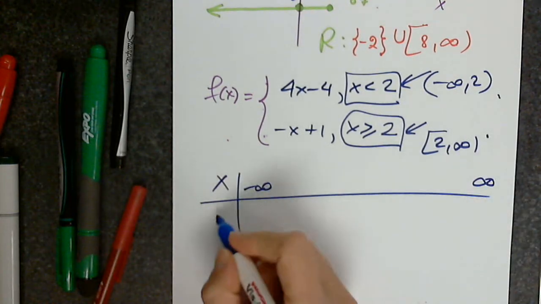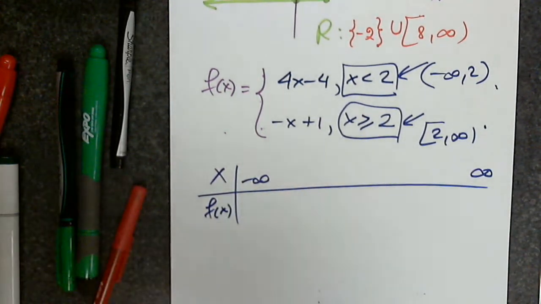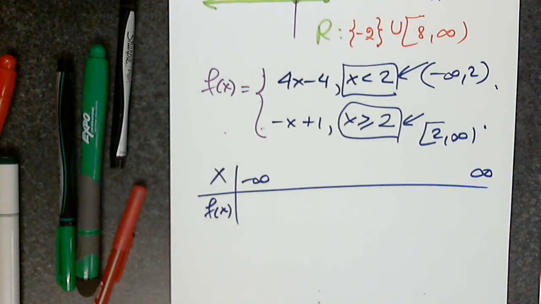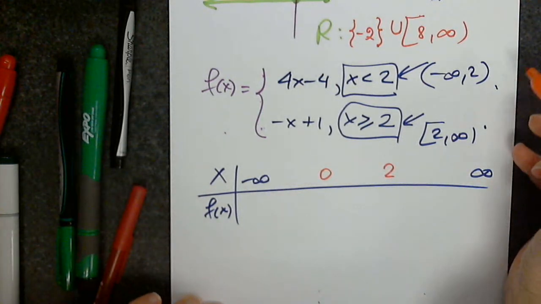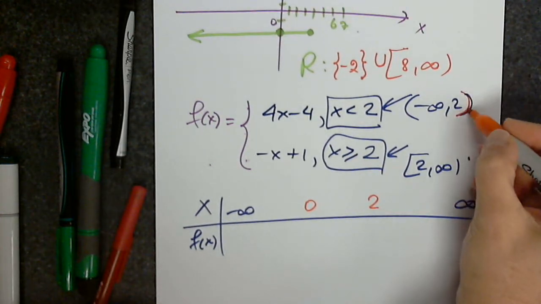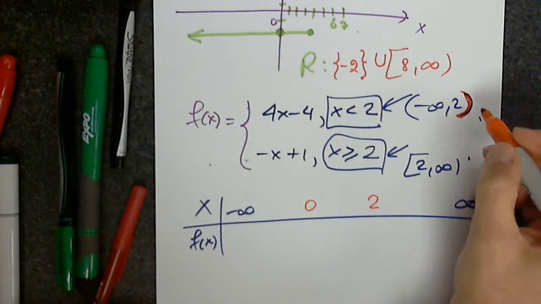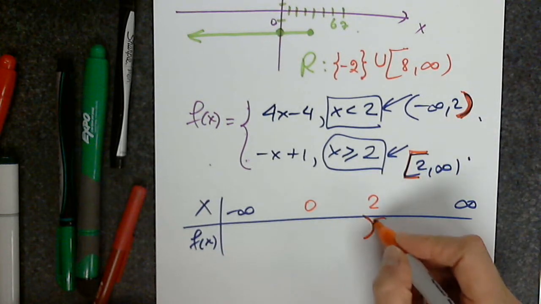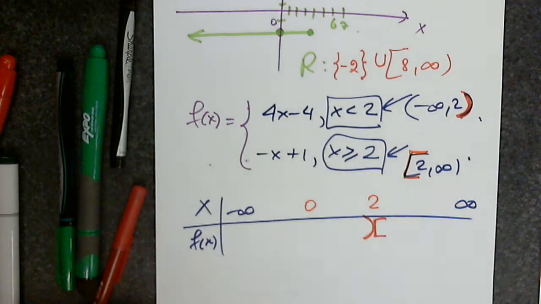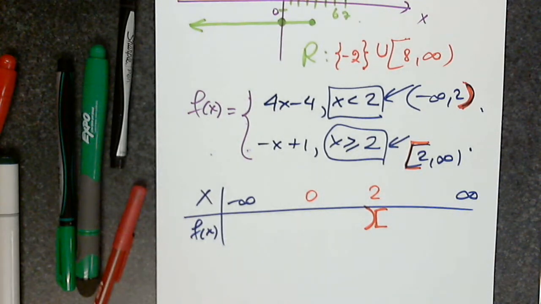So then, I know what I put in my chart. Negative infinity to infinity, and f of x. No matter which values I pick, I must pick 1 for sure. 2. Very good. And 0 and 2. And look at the symbols underneath. This symbol facing left and this symbol facing right, and they touch, right, exactly right under 2.